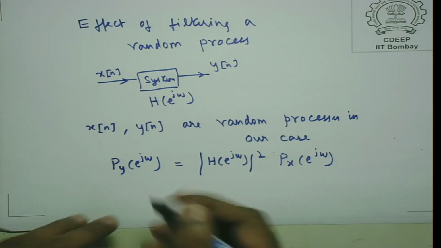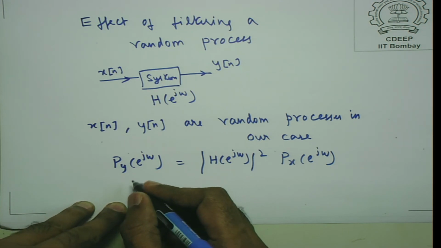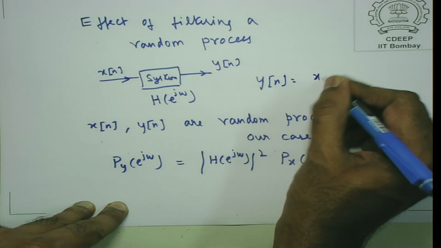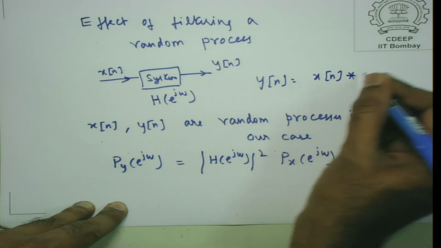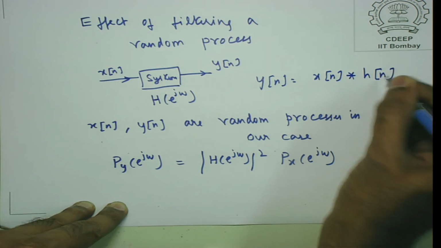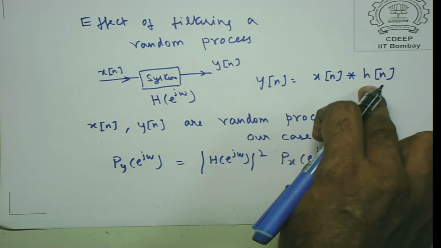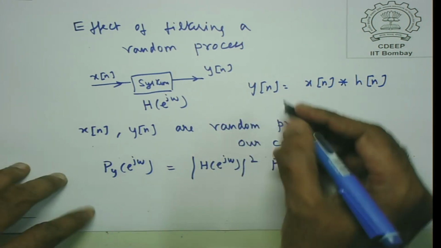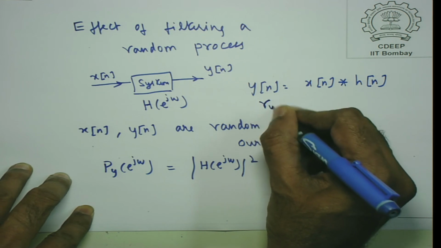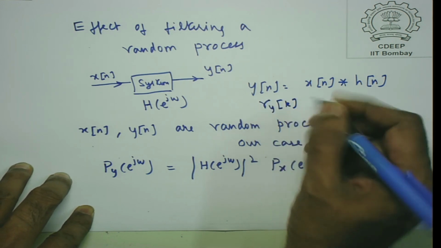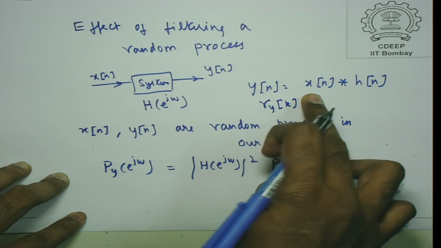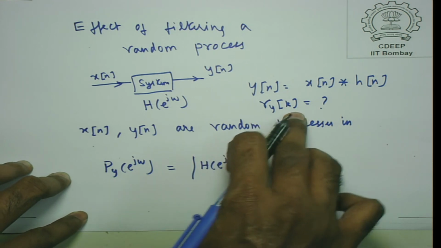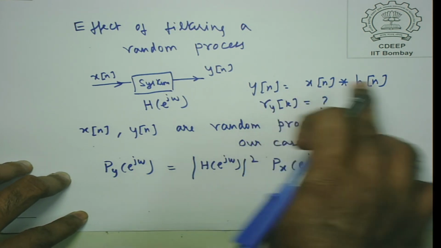You can always look at this output and ask what it is. Since this is an LTI system, we can think of it as a convolution of x of n with h of n. So from x of n to h of n, if you get y of n, then what we are interested in is r y of k, assuming x of n is white and stationary. That is, what is the autocorrelation of the output sequence if you know the autocorrelation of the input sequence and the filter.